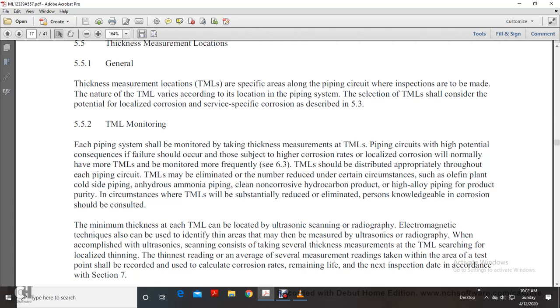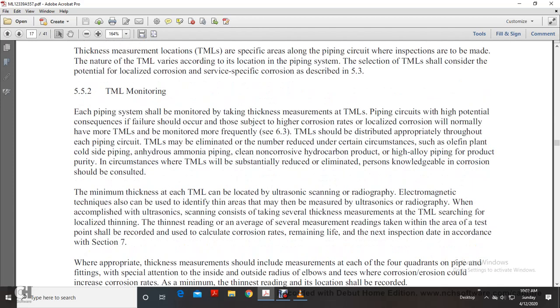Thickness measurement locations may be limited in number under certain circumstances, such as piping that is oil-free, paint-coated piping, anhydrous ammonia piping, clean non-corrosive hydrocarbon product piping, and similar services. In such circumstances, the number of thickness measurement locations can be substantially reduced or eliminated. Personnel knowledgeable in corrosion should be consulted.